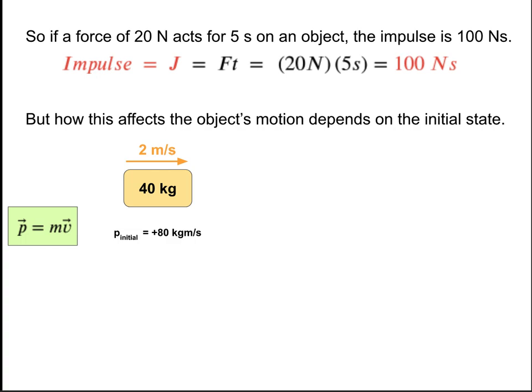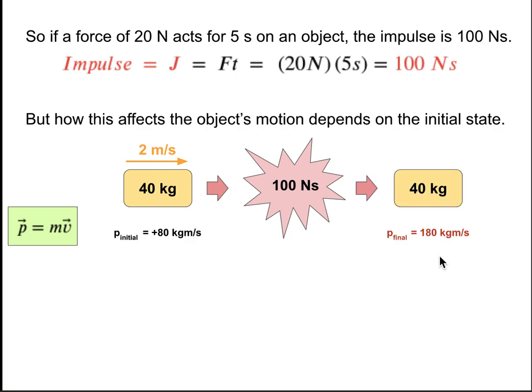So this would be a positive 80, and then again the units for momentum, you just multiply the units that you were using, so kilogram meters per second. And then this impulse happens. Okay, so this impulse is applied, a force during a certain interval of time, 100 newton seconds. And that's going to give us a new amount of momentum. We're going to add together that 100 to the 80 to get 180 kilogram meters per second. So now this 40 kilogram object has that amount of momentum. If we divide by 40, we can see that the object would be moving at 4.5 meters per second.